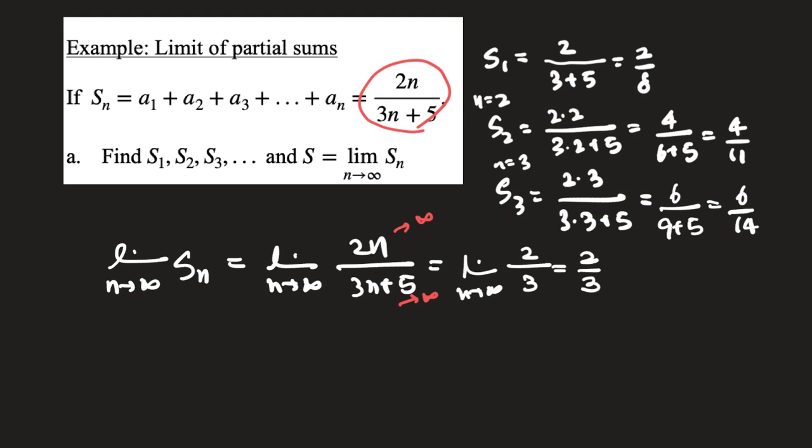Now we can find the infinite series of an. This one is 2 over 3, so this infinite series converges. Guys, make sense?